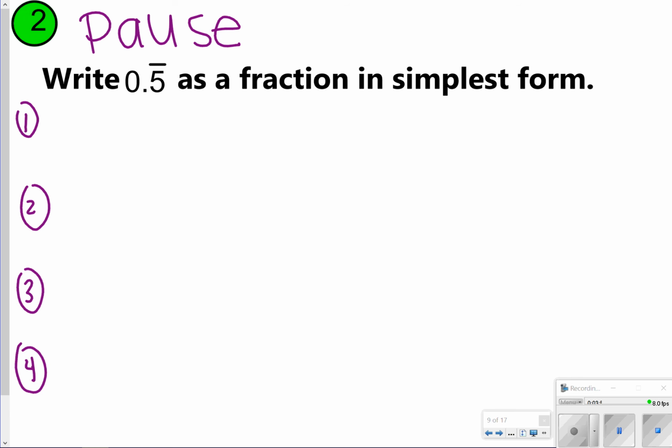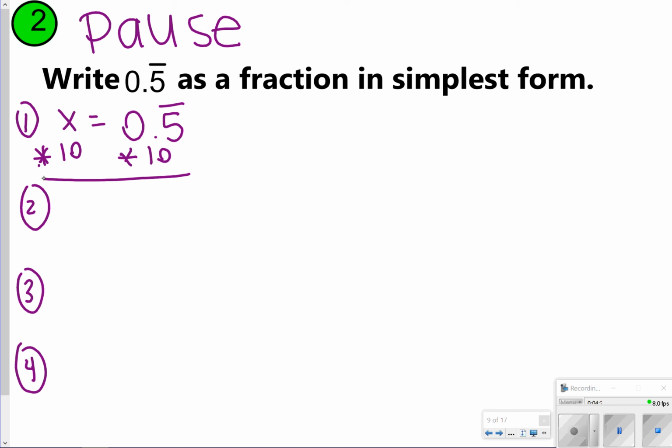Okay, so the very first step is we're going to write the equation. So we're going to write x is equal to 0.5 repeating. Then my step 2 is to multiply both sides by a power of 10, depending on how many numbers are repeating. In this case, one number is repeating, so I'm multiplying 10 to the first power, so just by 10.